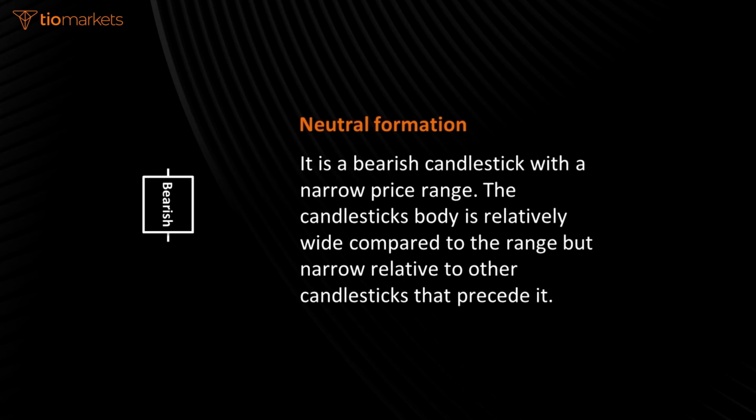This is a neutral formation. It is a bearish candlestick with a narrow price range. The candlestick's body is relatively wide compared to the range, but narrow relative to other candlesticks that might precede it. This formation can indicate that volatility or price momentum is slowing down, unlike the other ones with wide price ranges that show that volatility was picking up.